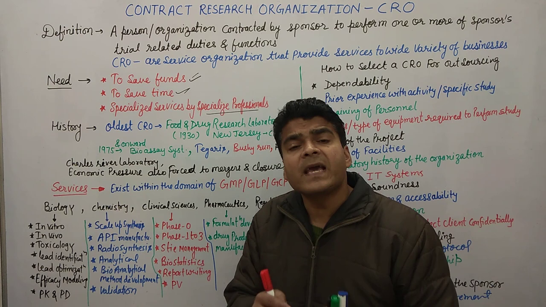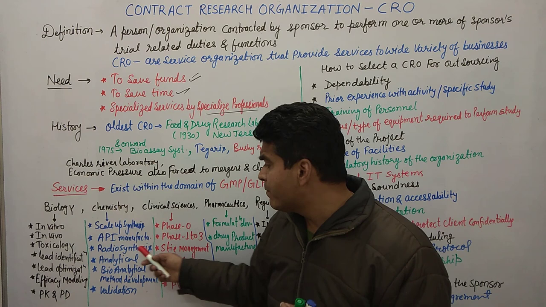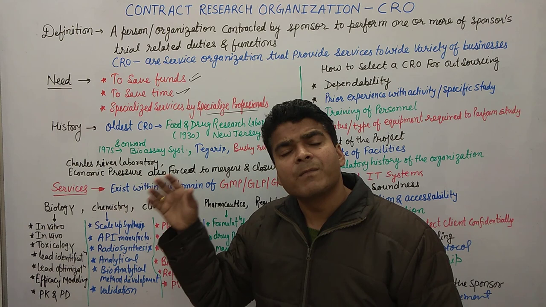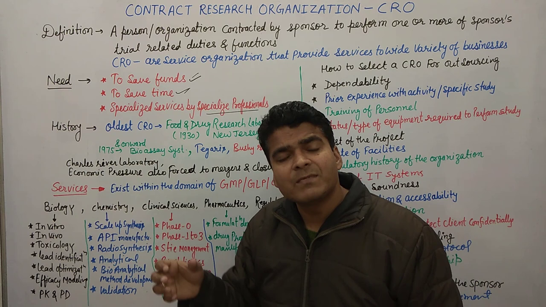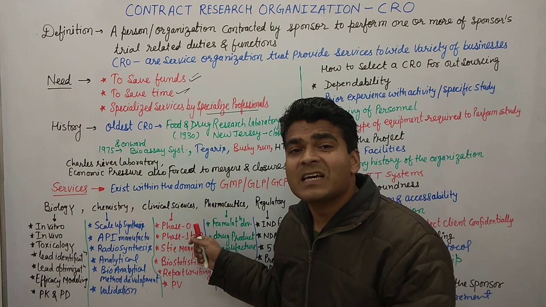Then radio synthesis of chemicals, and analytical and bioanalytical services. As we all know, in bioanalytical services method development is important, like HPLC method development for various drugs. Bioanalytical services means the drug is measured from preclinical samples. They are plasma samples of rodents, and from the plasma sample we isolate the drug and then do the bioanalytical method development studies. Then the validation of these services. Clear everyone?